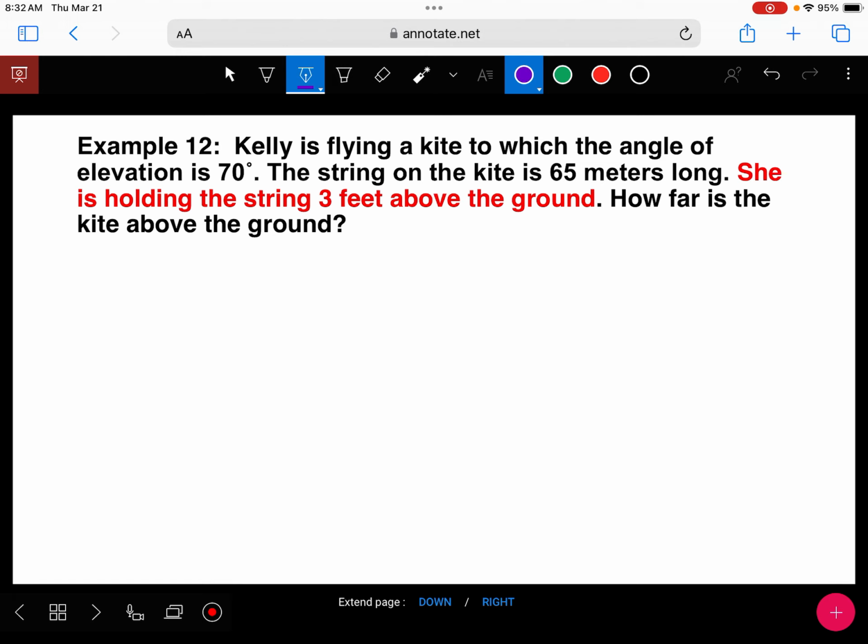And then we only have 2 more and we're finished for today. So you're just adding that sentence that I have in red, that Kelly is holding the string 3 feet above the ground. So she's not laying on the ground. The string is 3 feet above the ground.